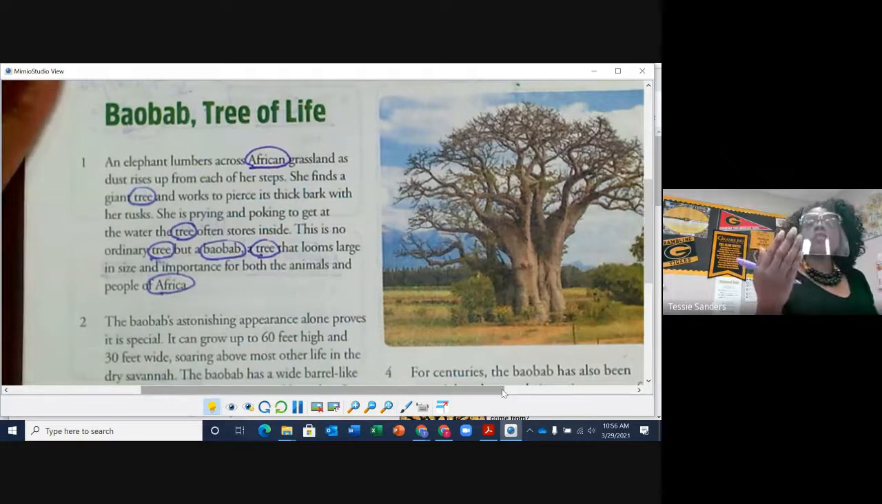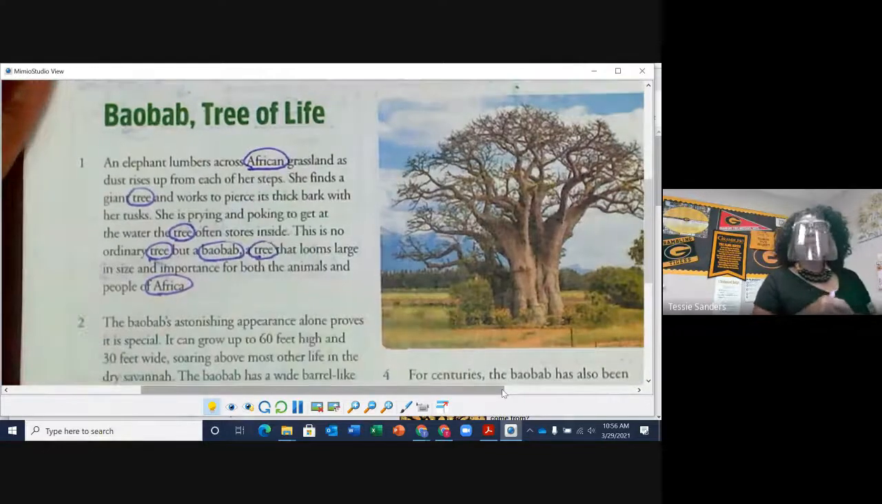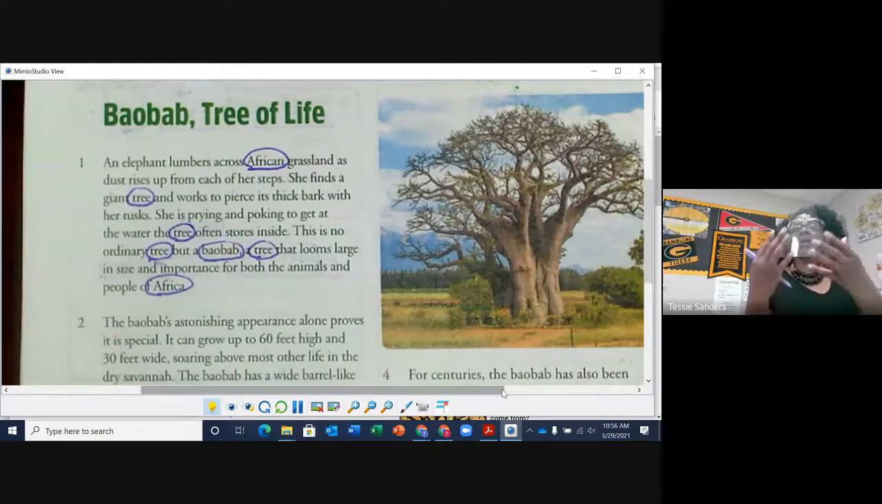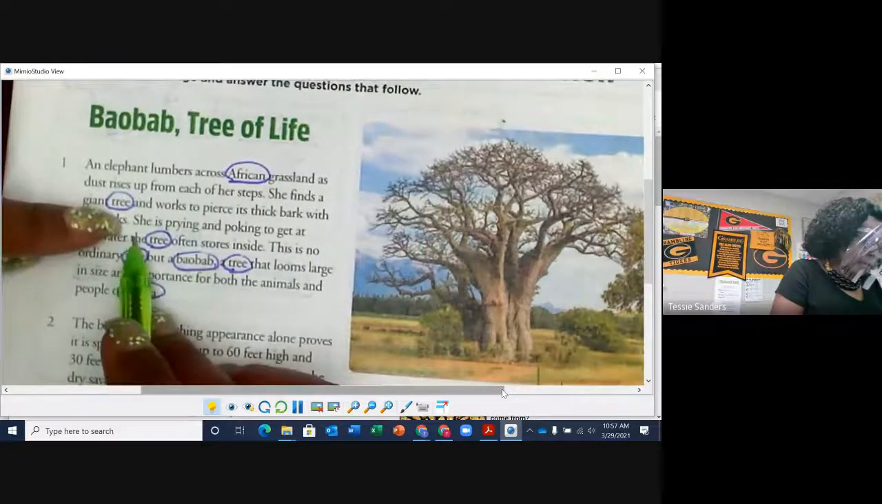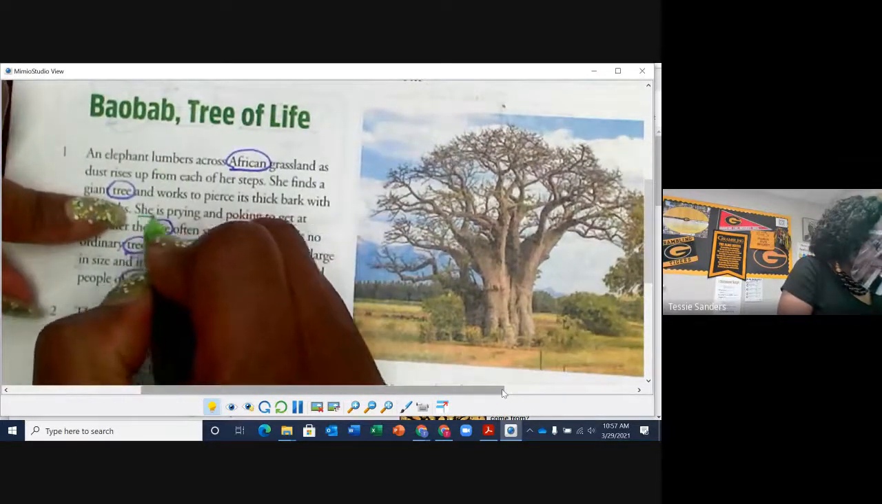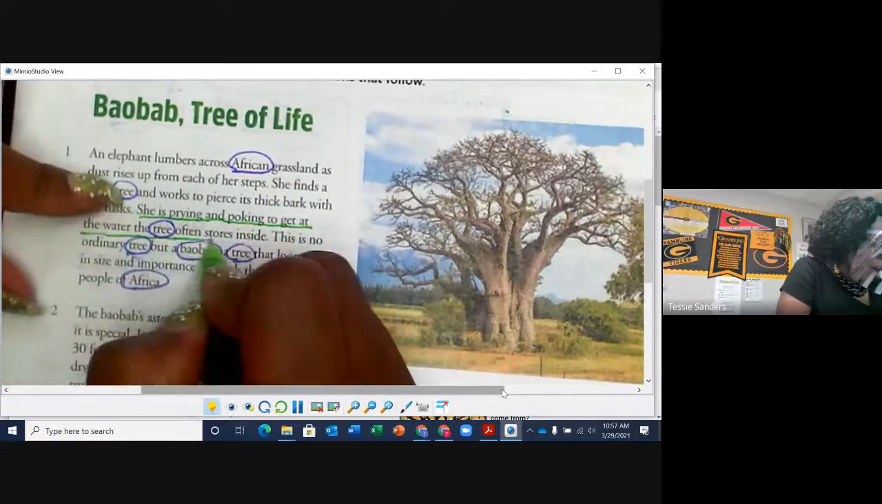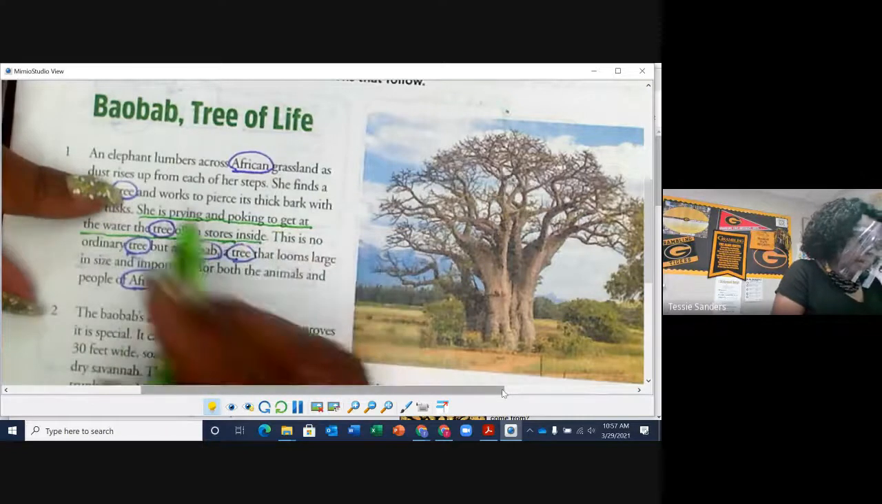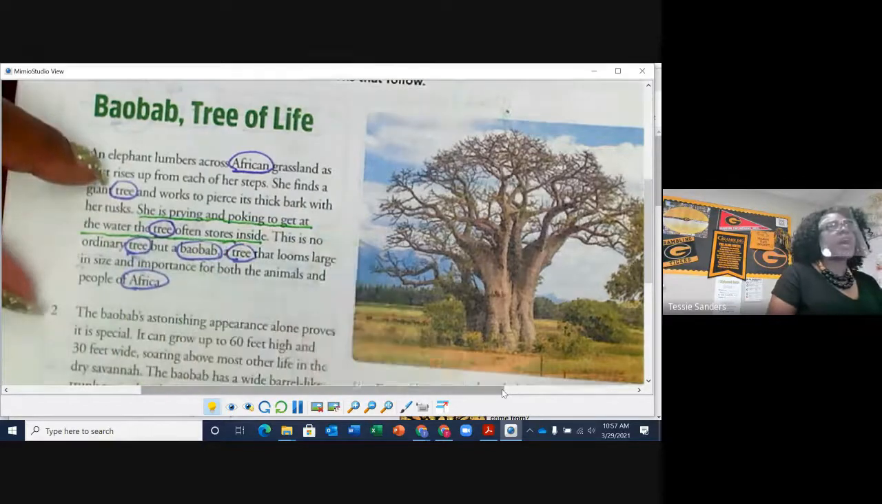First, let's underline the last 2 sentences of the first paragraph, because that's going to give us a hint of the central idea or what the main idea may be. So I'm going to choose a different color. Let's begin right here with she. Read aloud, read. She is prying and poking to get at the water the tree often stores inside.